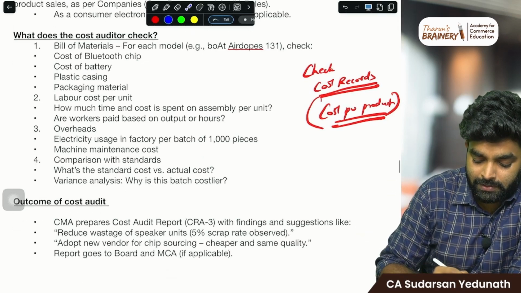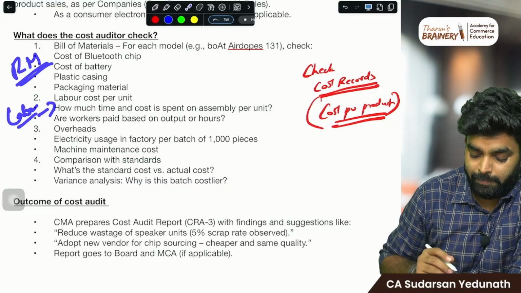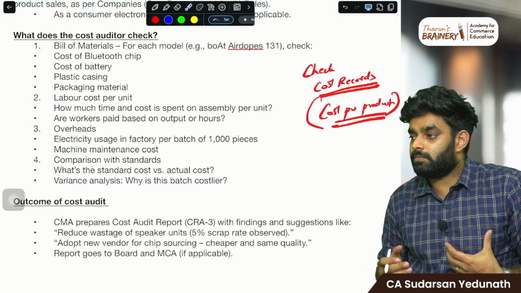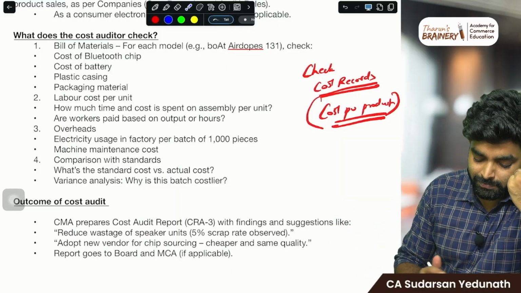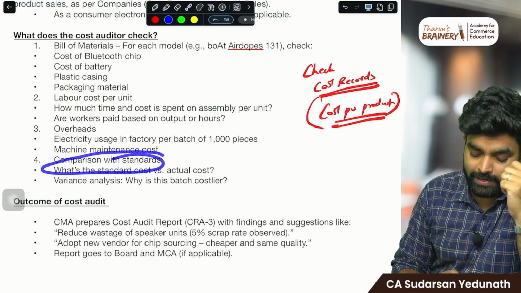Then, this is basically the raw material area. Then I'll be looking at the labor area. What was the labor cost per unit? Labor people I hired to make the product, right? You would know all these things. You have studied it from practicals. Then what was the overhead cost involved in all of this? Then comparison with the standards.